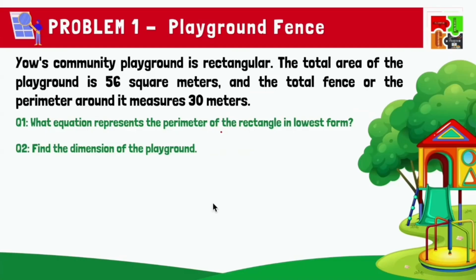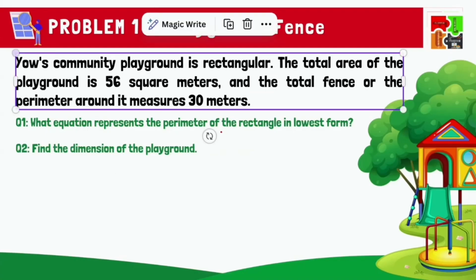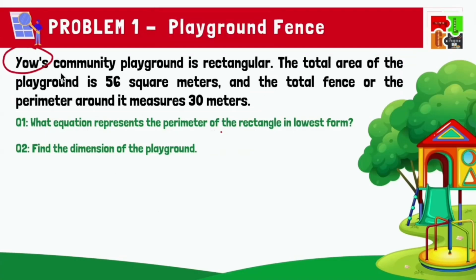Ang unang problem ay about sa playground fence. Okay? The main character here, meron siyang playground, no? The community playground is somewhat rectangular. Okay, we all know what a rectangle is. The total area of the playground is 56 square meters.